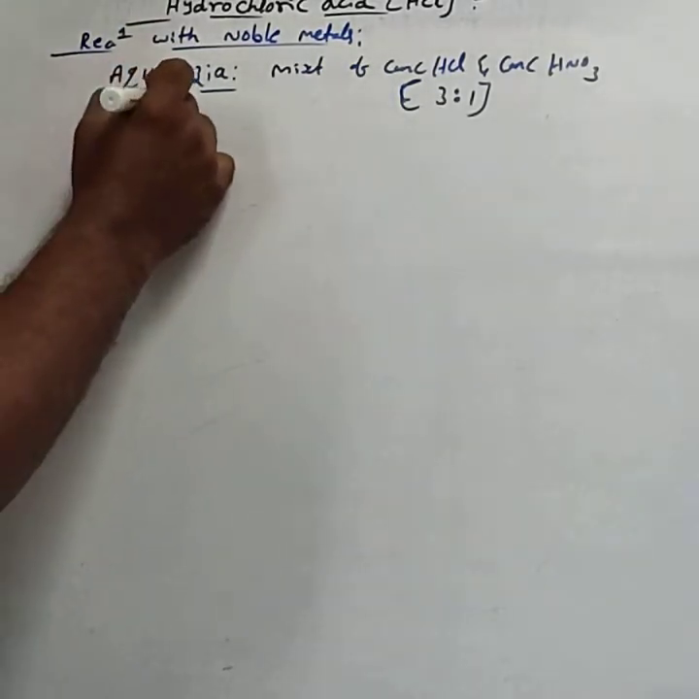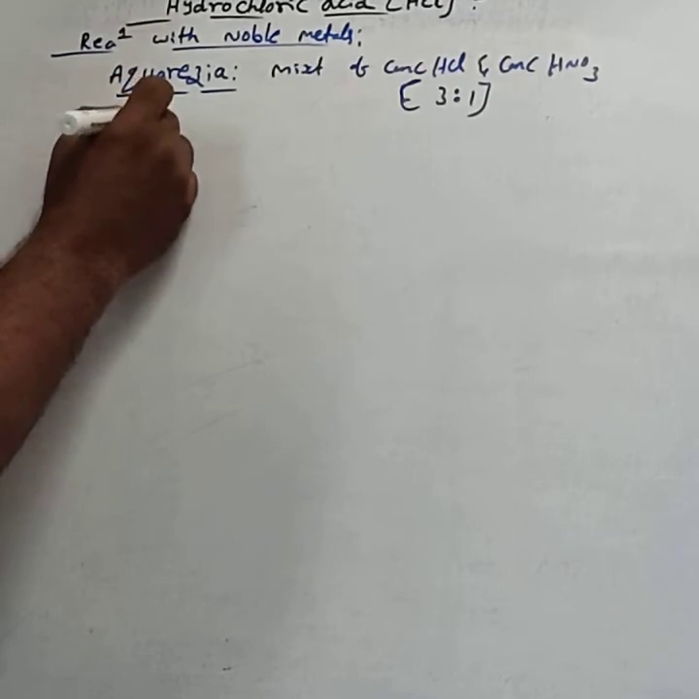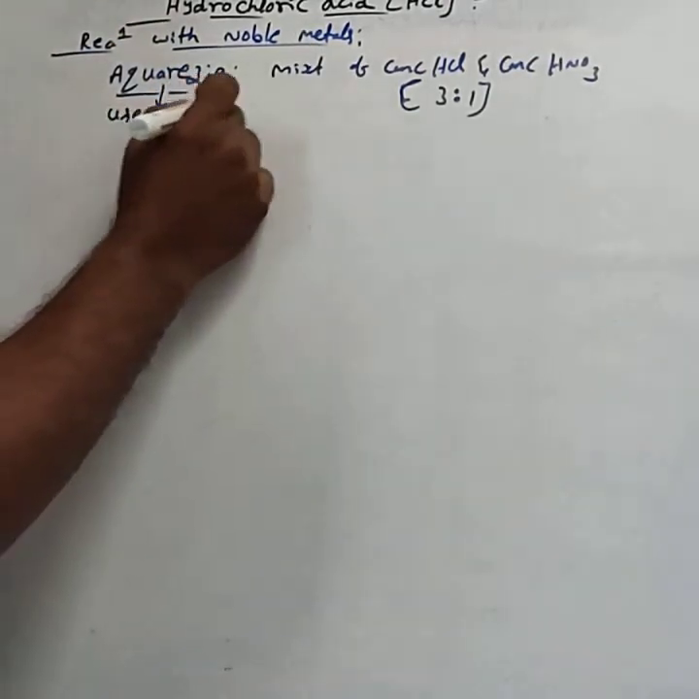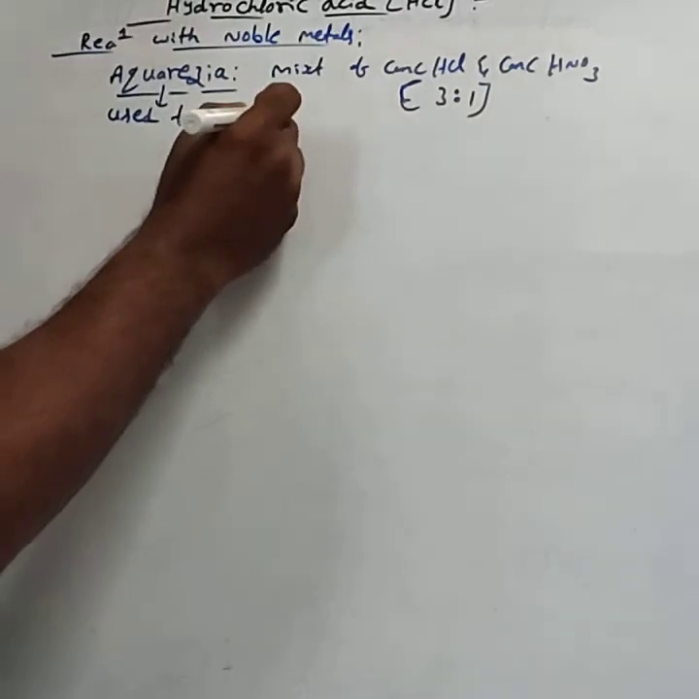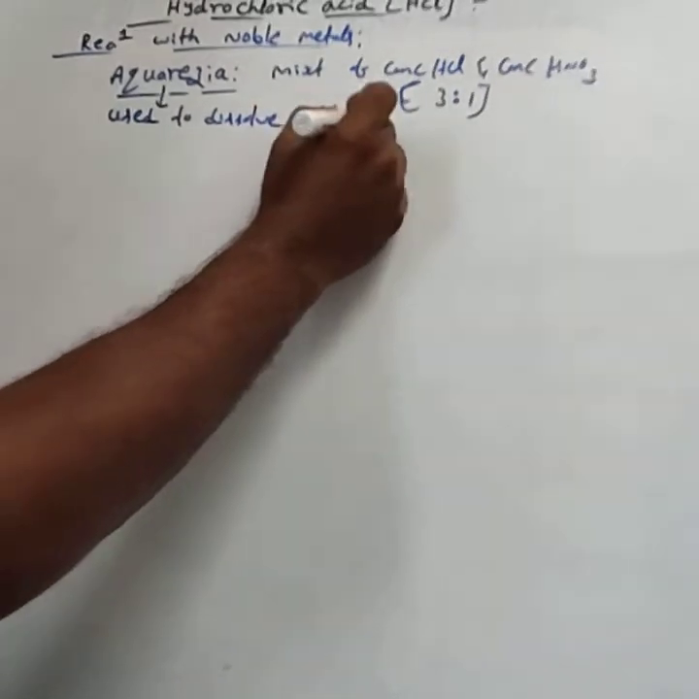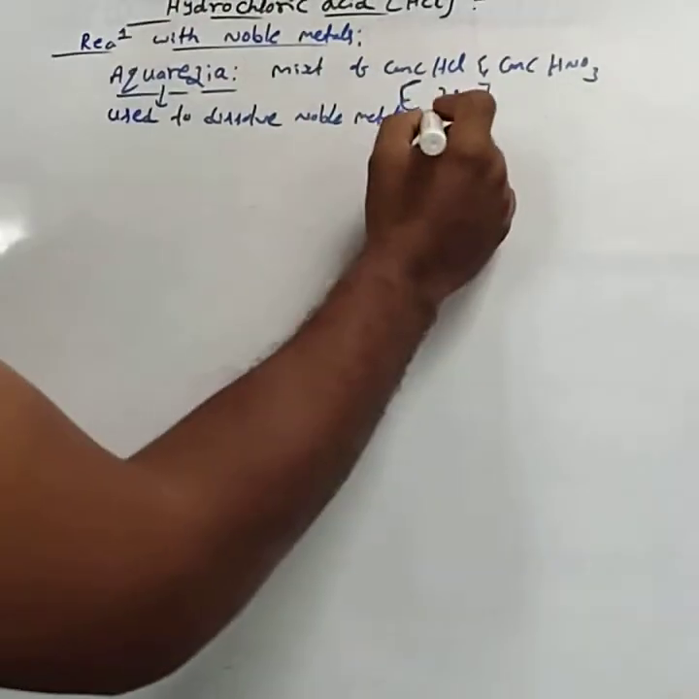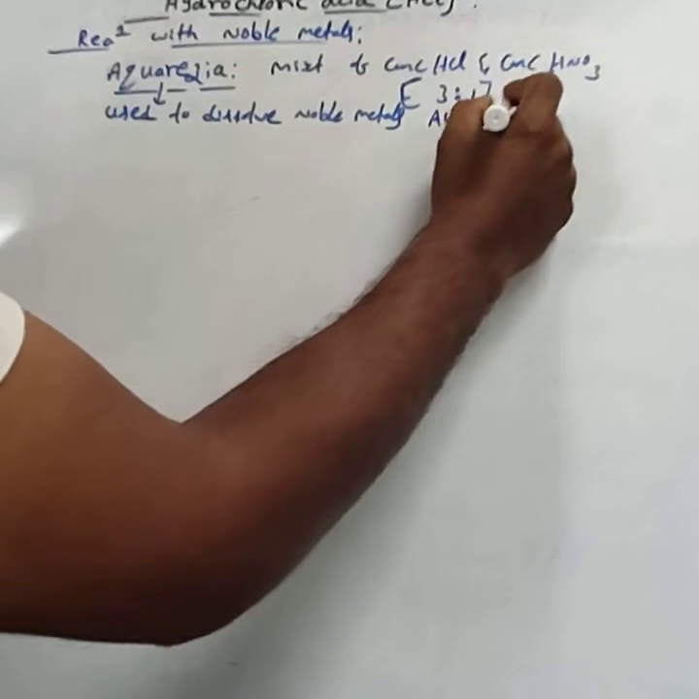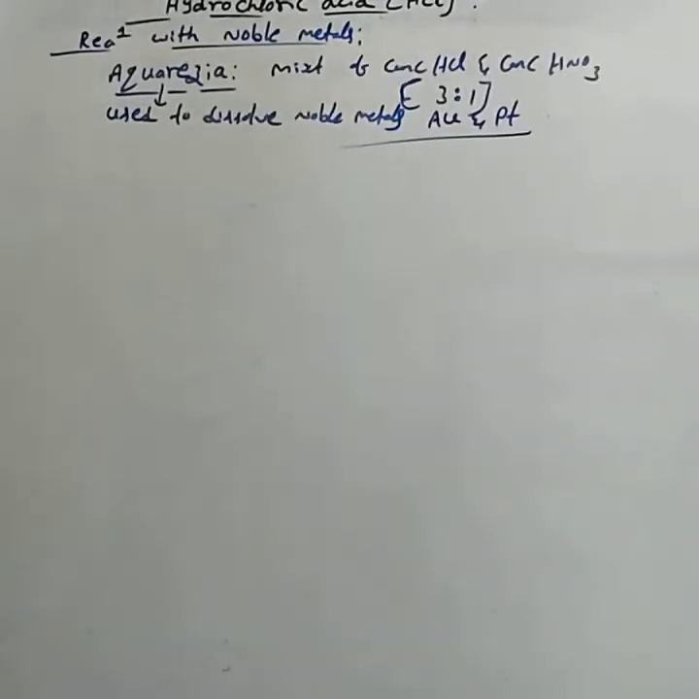Aqua regia is used to dissolve the noble metals like gold, silver, and platinum. Aqua regia is a mixture of concentrated HCl and concentrated HNO3 in the ratio 3:1.